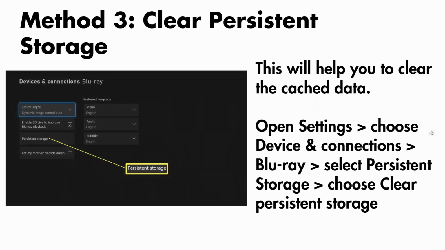Next method is to clear persistent storage. So this will help you to clear the cache data. For that, open settings, choose devices and connections, click on Blu-ray, select persistent storage and then select clear persistent storage.